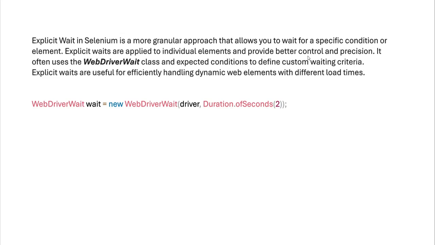It is applied to a particular element. It is not like global wait. Only for a particular element, we will apply the explicit wait. So it basically uses the WebDriverWait class. Okay, there are two things here. It uses this WebDriverWait class and it will wait until the expected condition is met.